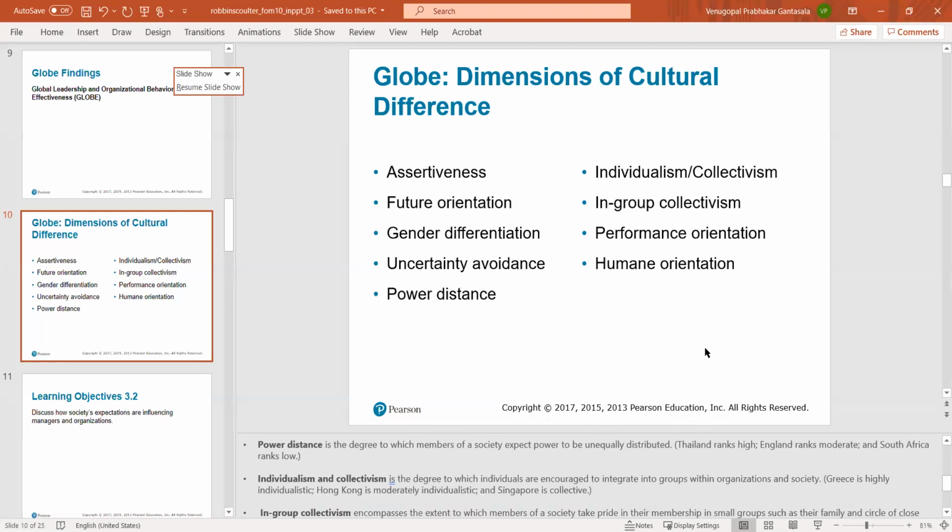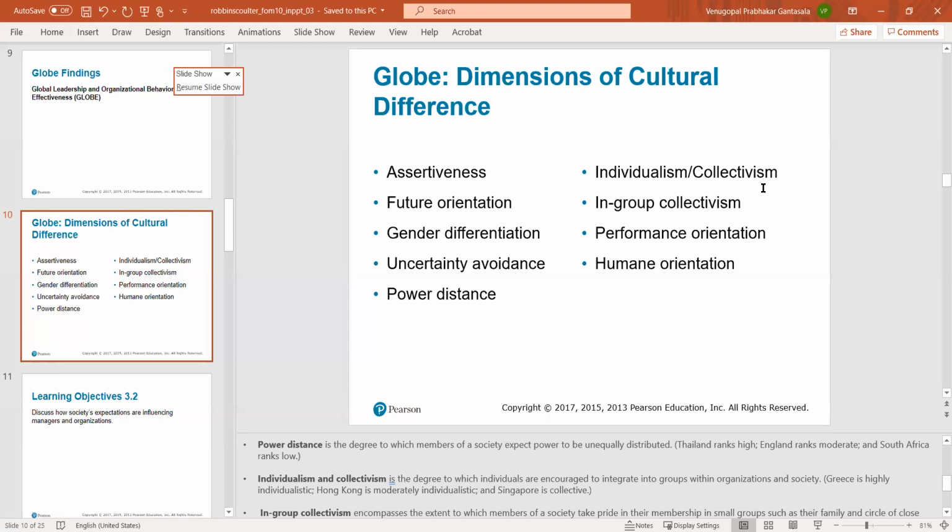And Hofstede continued his research, and he found certain societies or countries have a culture which is dominated by individualism, extremely individual goals, individual accomplishments, individual rewards. Certain societies and countries have culture dominated by collectivism. And he found out Greece to be extremely individualistic, Hong Kong to be moderately individualistic, and Singapore being very collectivistic. That means they would like to be part of teams, they have group goals, they have team rewards and recognitions, and they value that kind of team performance.